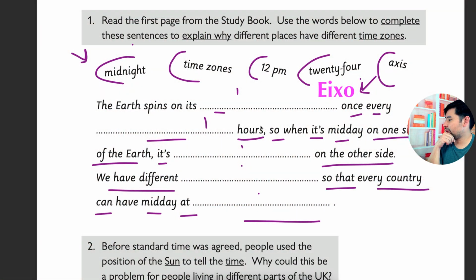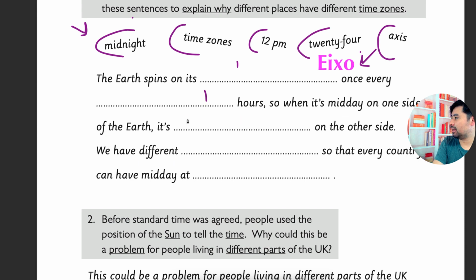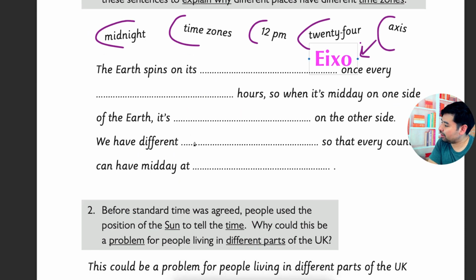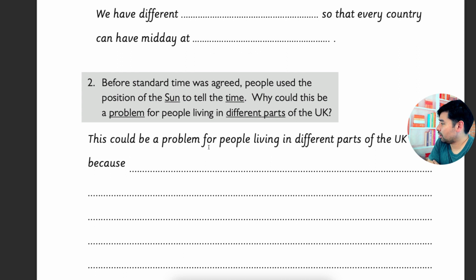Going down, of course, this part here, I expect you to answer all of them for me, okay? So you have things clear. Let's go down. Number two: before standard time was agreed, what is the standard time, teacher? It's like a time that everybody can use, the same system. This is the standard time. Agreed means that everybody had the same opinion. People used the position of the sun, for sure, right? To tell the time. Before this system, people used the sun.